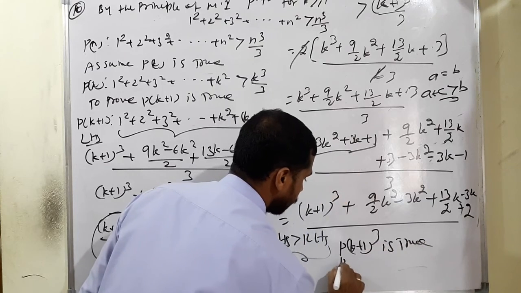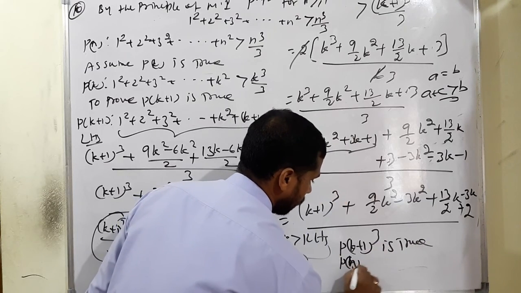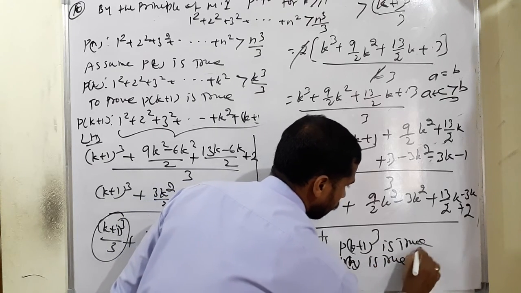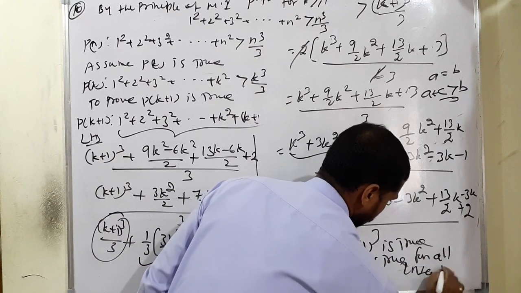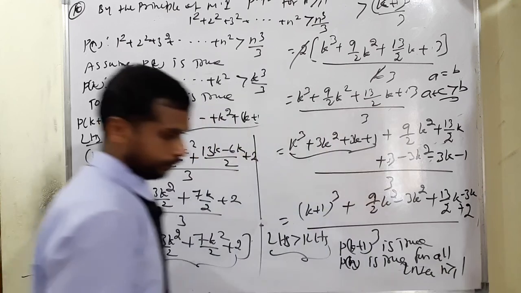P of k plus 1 is true means we can say P of n is true for all integers n greater than or equal to 1.